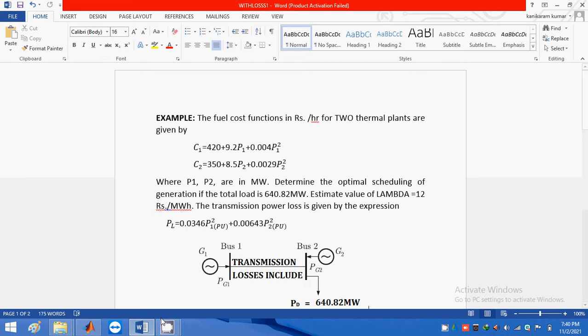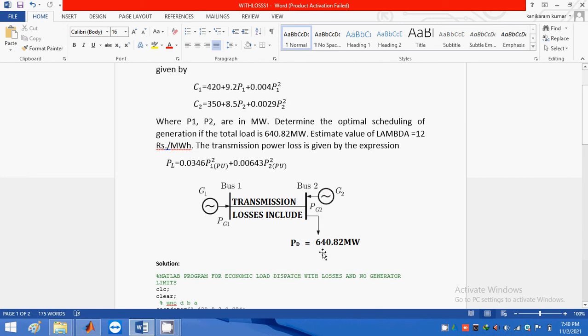Today we discuss economic load dispatch when we are considering transmission line losses. So this is the problem. The fuel cost functions for the two thermal plants are given by these two expressions, where P1 and P2 refer to megawatts. I need to find the optimal scheduling of the generation if the total load at the load terminal is 640.82 megawatts.